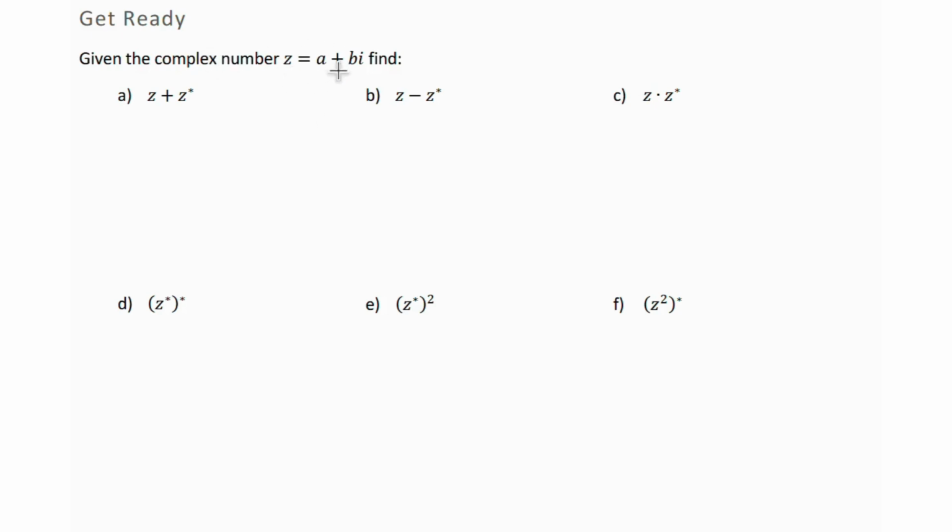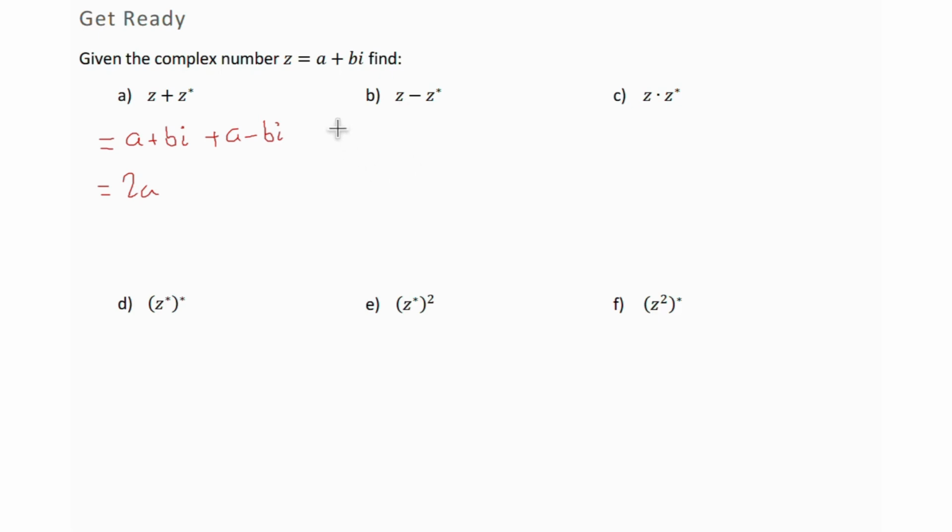Given the complex number z equals a plus bi, find, first of all, z plus z conjugate. So this is a plus bi plus a minus bi. So we've got 2a, and the bi's cancel, so we're just left with 2a. No matter what z is, when you add it to its conjugate, you're always going to get 2 times the real part. And notice this is just a real number. There is no imaginary part here. This is completely real.